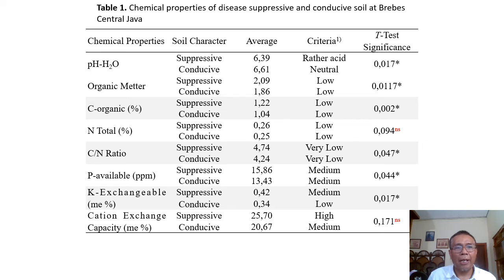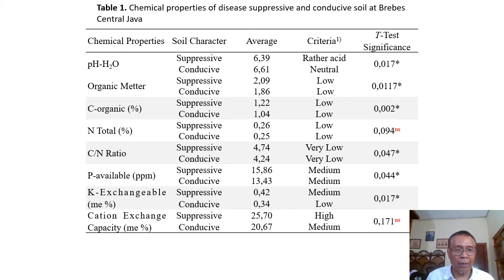The quite high moler disease intensity may be related with the overall soil chemical property. You can see here that organic matter, C-organic and N-total are all low. Even the C/N ratio is very low. Currently, farmers almost never use organic fertilizers.